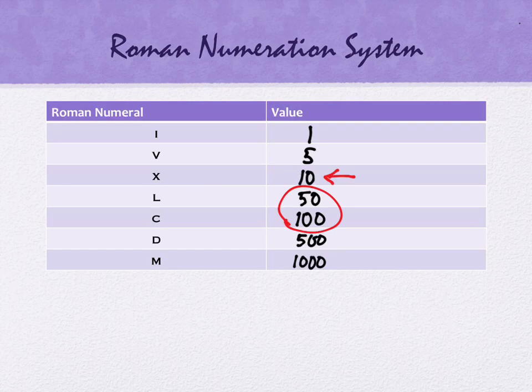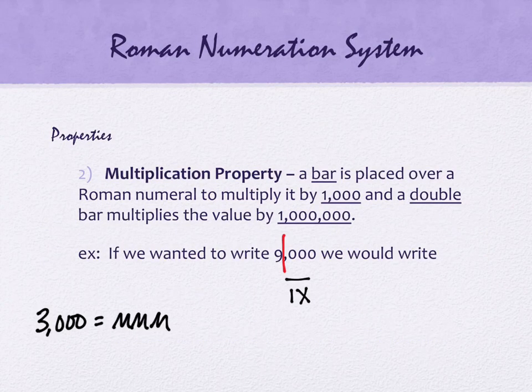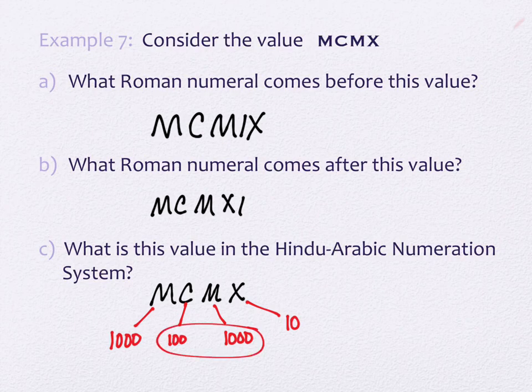Oh, look, C is coming before M. So at this point right here, I've got a subtraction property because the smaller is in front of the larger. So I have 100 in front of 1,000. And if I subtract 1,000 minus 100, I end up with 900. So this is actually a 900 now. So I have 1,000, and I have 900, and I have 10, and I'm adding them all back up. What would this value be? 1910, which sounds a lot like a date, doesn't it? It does. 1910.